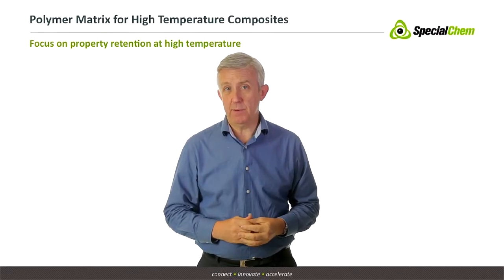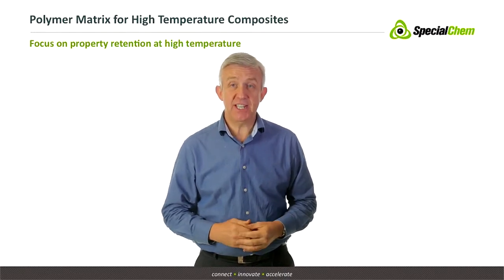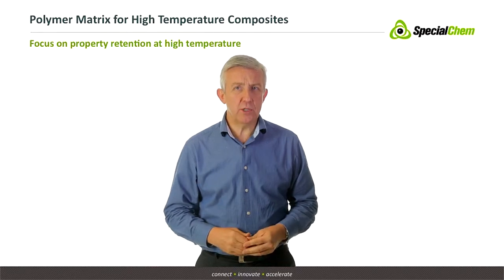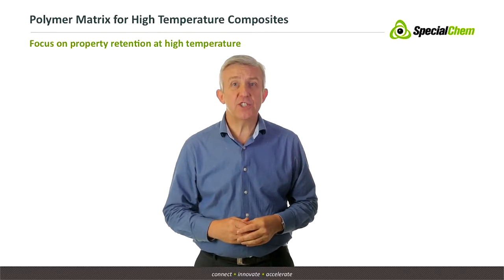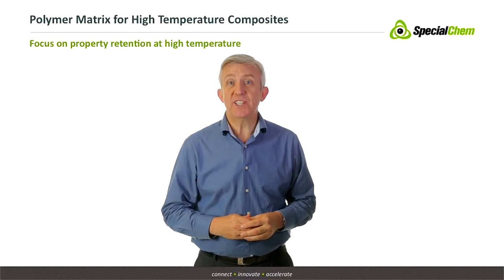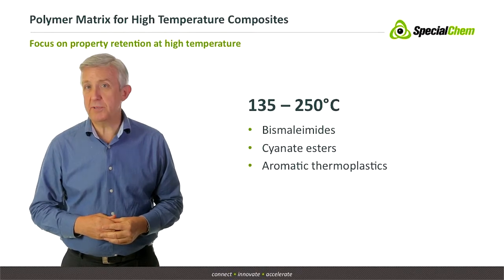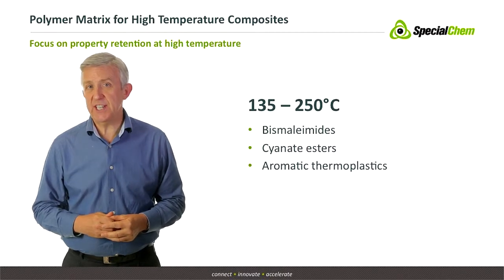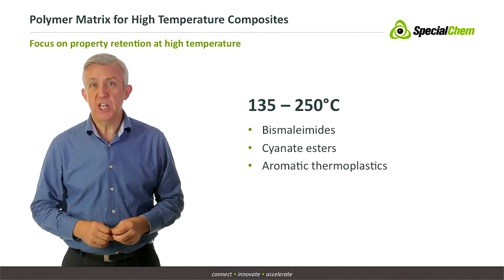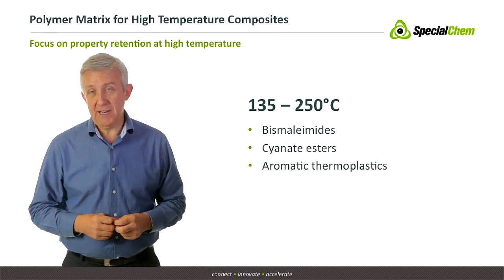The solution to this problem is to know the most important feature of your high temperature composite in its desired application. One of the most important parameters in this regard is the desired temperature at which your product will be used. That parameter is the first criteria you should consider for the selection of your matrix material. For example, if the service temperature for your composite ranges between 135 and 250 degrees centigrade, the right matrix materials will be bismaleimides, cyanide esters, or aromatic thermoplastics.